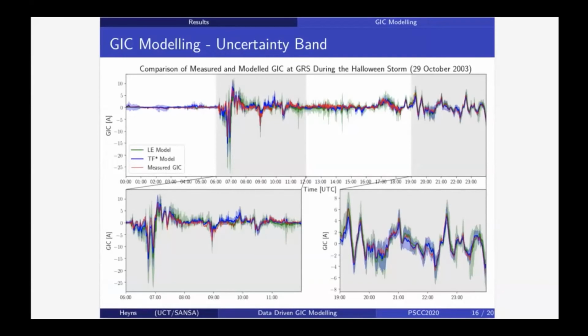Out of interest, this particular figure is the validation set for the Grass Ridge data set, and the two shaded periods have been defined in previous work as periods of intense GIC activity.